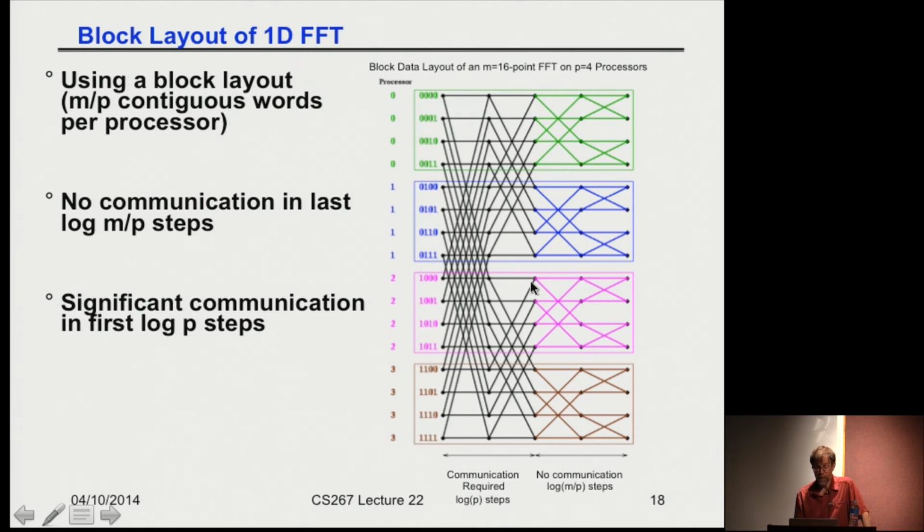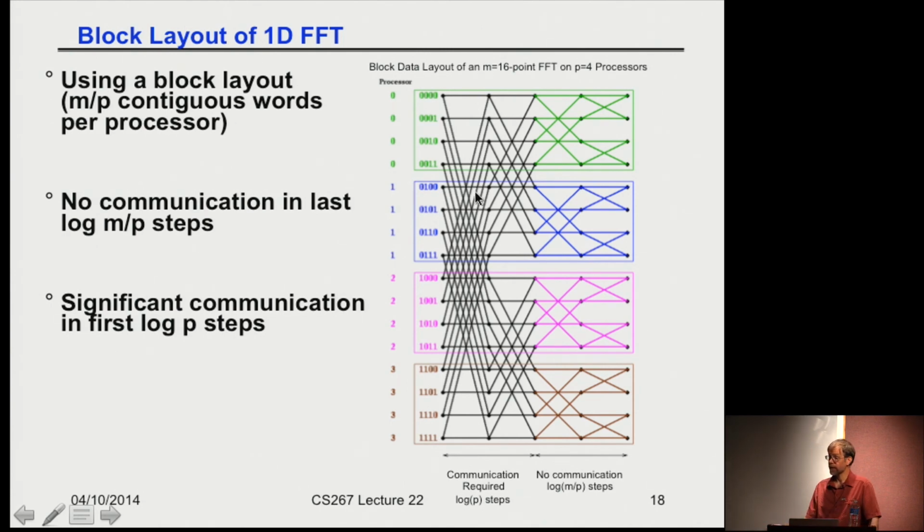The first log p steps, where p is the number of processors, every operation requires communication. And then the rest of it, the last log m over p steps, there's no communication whatsoever. Everything's perfect. Each of these is a call to a local FFT, which you can tune the heck out of, right? So it's 4 embarrassingly parallel local FFTs. That's as good as you're going to get. And this is really bad because it's all communication. Okay, so blocked is good there and bad there.